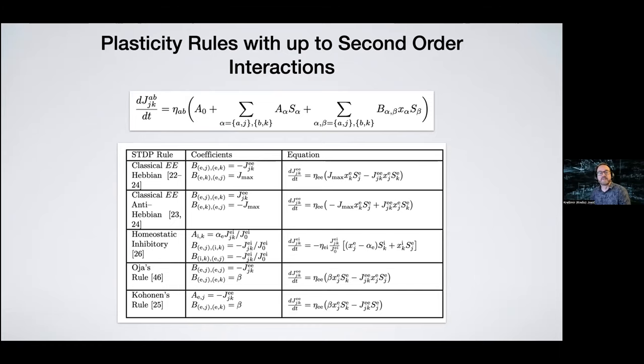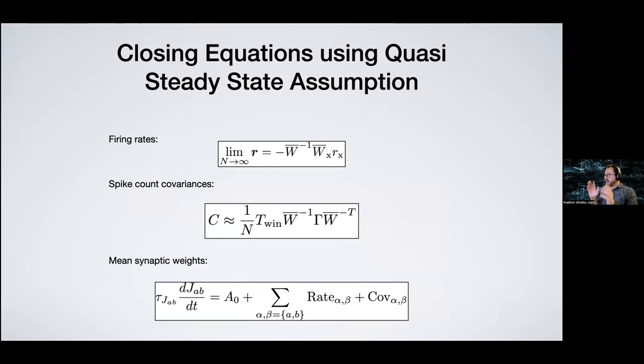All right. So just a brief look at how we close these equations. So remember, these are the firing rates that we get. This is the expression from a couple of slides back. This is the expression that you get for the firing rates. So the average excitatory and inhibitory firing rates relate to the average weights, the average input weights, and the average input rates in the network. These are the covariances in the network, which are similarly related to the average weights in the network.